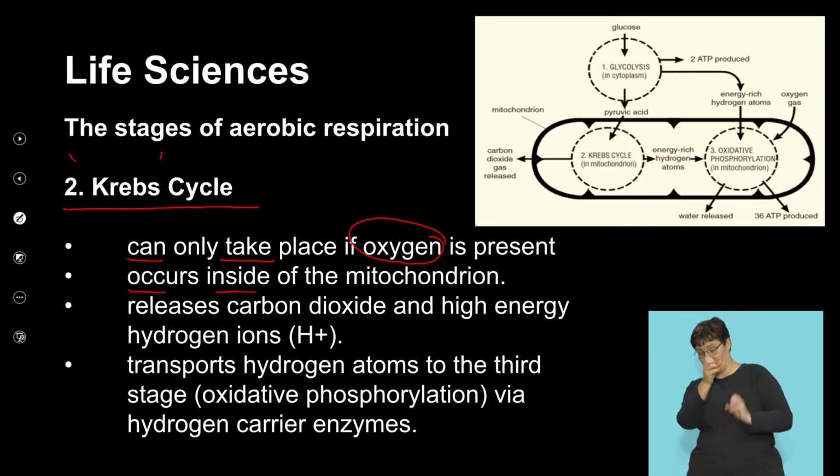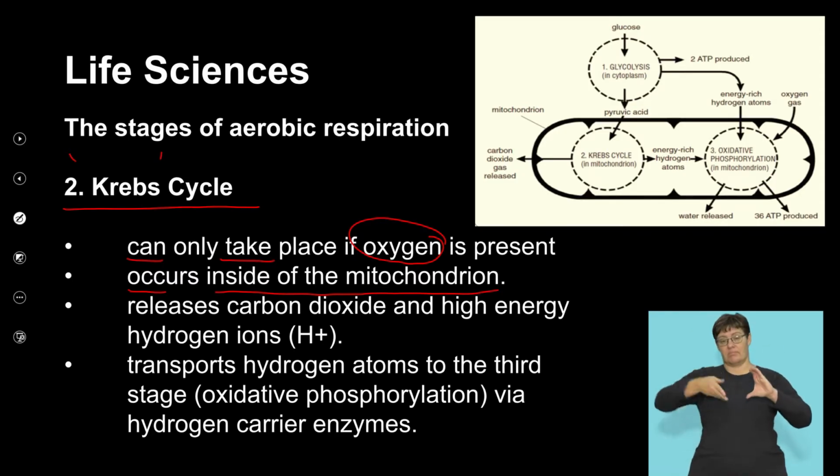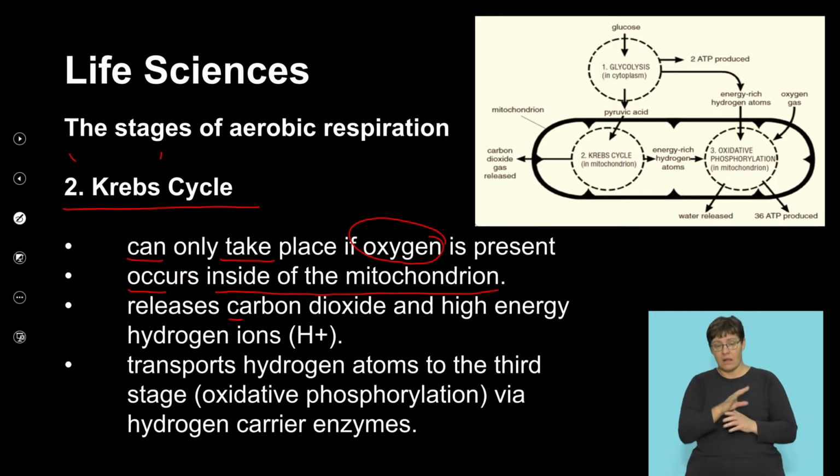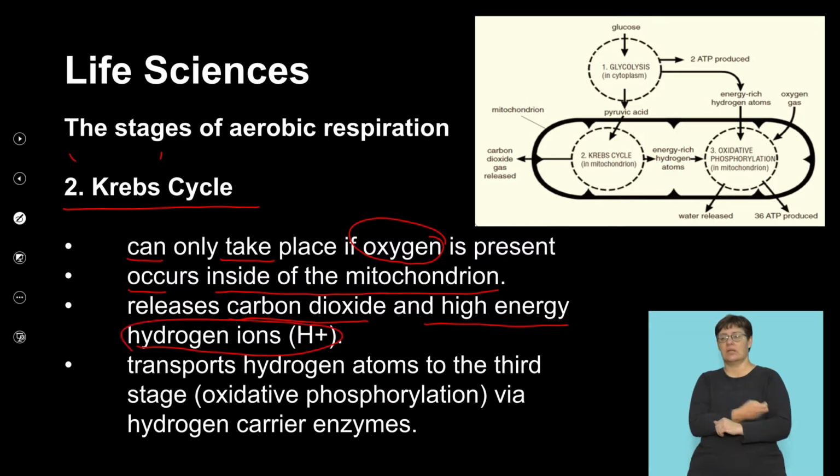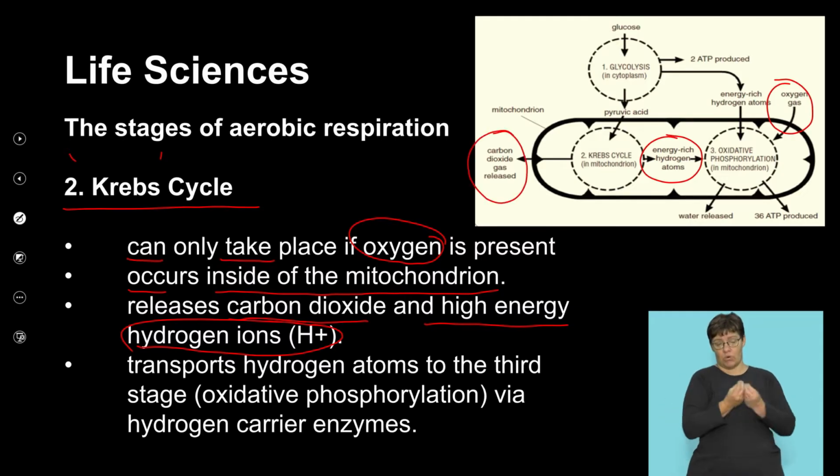This occurs inside the mitochondria. This process also releases carbon dioxide and high energy hydrogen atoms. So we look at the energy-rich hydrogen atoms being released. We're seeing that it requires oxygen, and we also know that it produces carbon dioxide as a waste product. So let's read further.